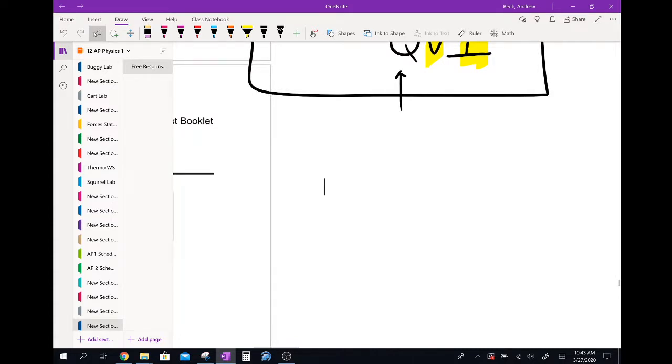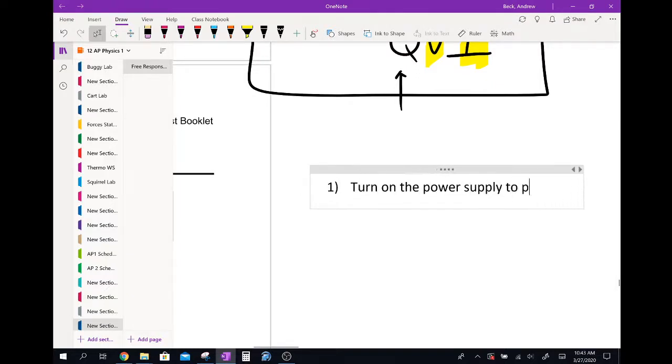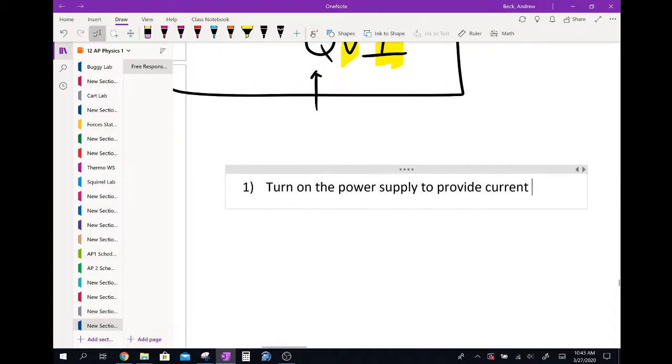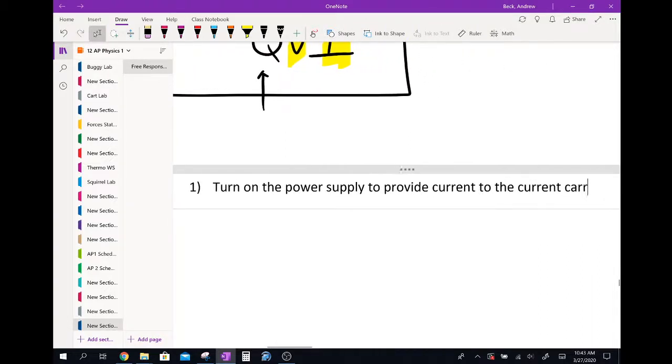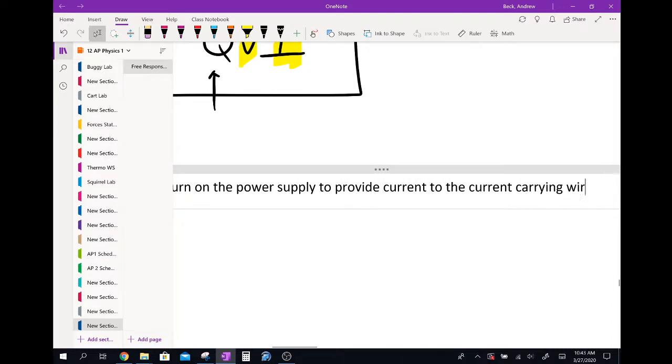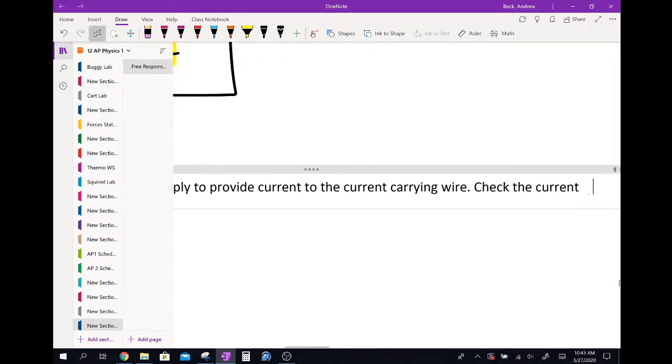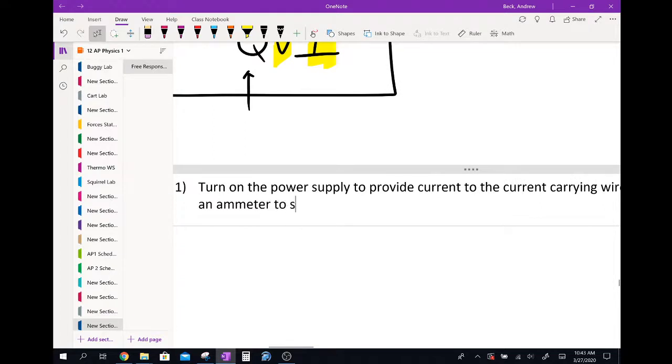So what we're going to say is turn on the power supply to provide current to the current carrying wire. Check the current with an ammeter to ensure that it is constant throughout the experiment, because again, the current is going to be one of the things that's constant.